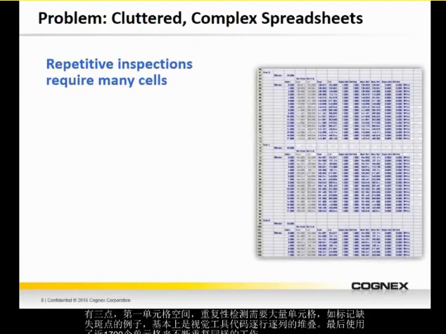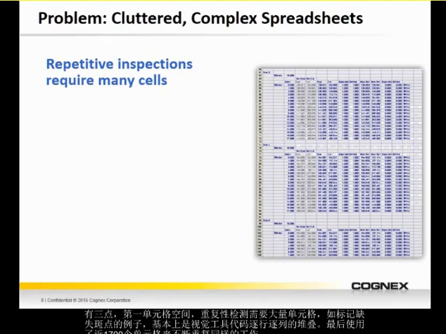First is the wasted cell space. Now, repetitive inspections just require many cells. And as we saw in the example of marking missing blobs, we were basically laying down vision tools row by row, column by column. In the end, we used up nearly 1700 cells for what was essentially the same thing over and over again.